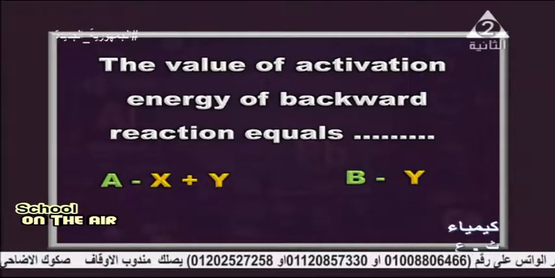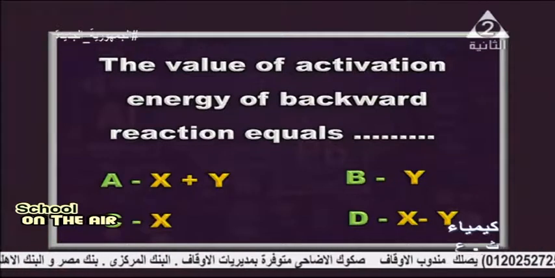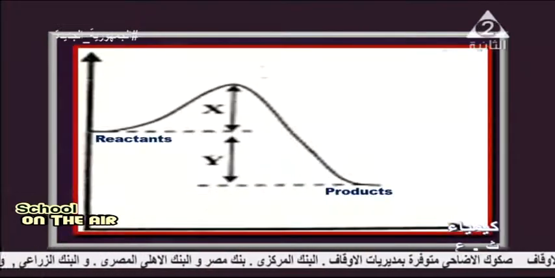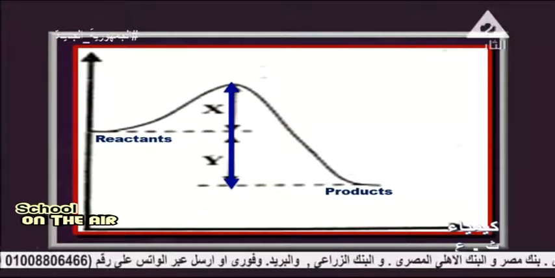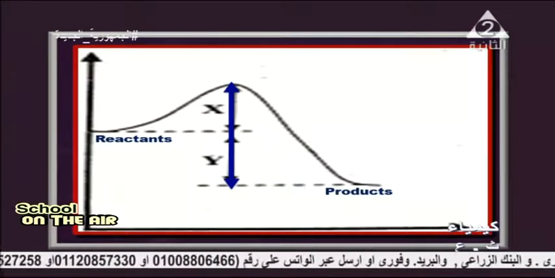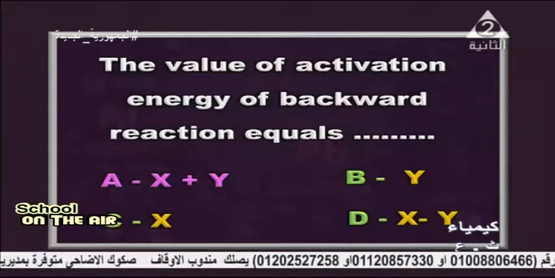The value of activation energy of the backward reaction equals x plus y, y, x, or x minus y. If you look at the graph, we know that the activation energy for the backward reaction starts from the products to the top of the curve here, so it will be x plus y. So the answer is x plus y.